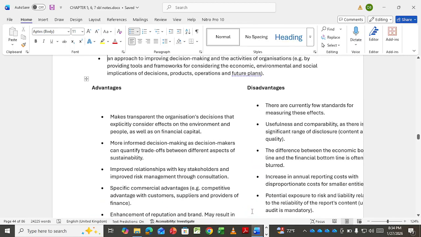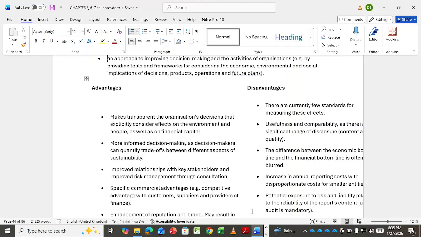Then we also have some disadvantages of bottom line reporting. There are few standards currently available for measuring these effects. Then usefulness and comparability, as there is a significant range of disclosure. Because they may not be consistent, it could be difficult to compare them between the different companies that are reporting. Then we have differences in the economic bottom line and the financial bottom line.